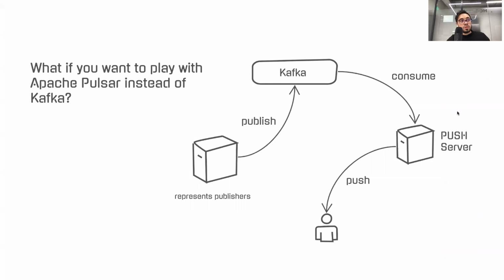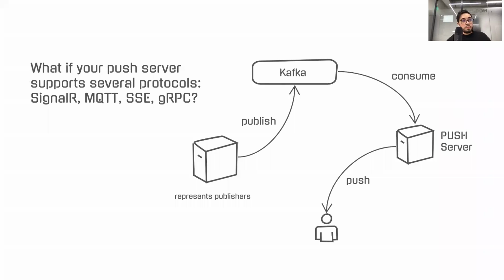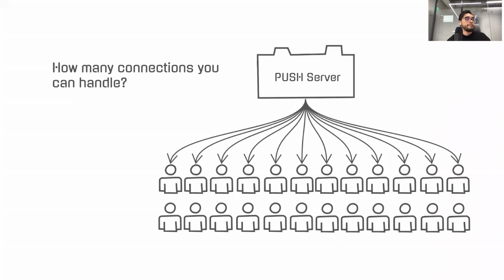And what if you want to play with, for example, instead of Kafka, Apache Pulsar? How easy will it be to just reconfigure your test and play with something different? And what if your push server supports several protocols? This is our case. For example, SignalR, MQTT, server-side events, gRPC. I can list more, but those are pretty popular.